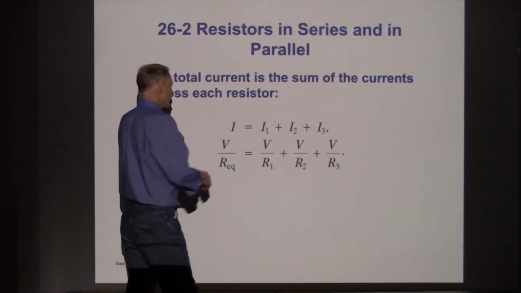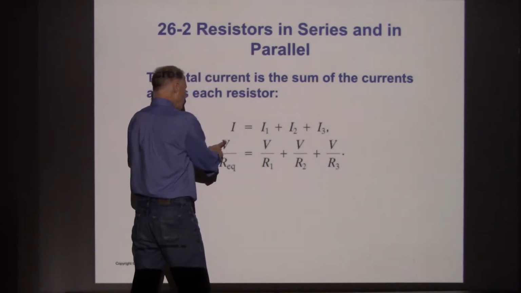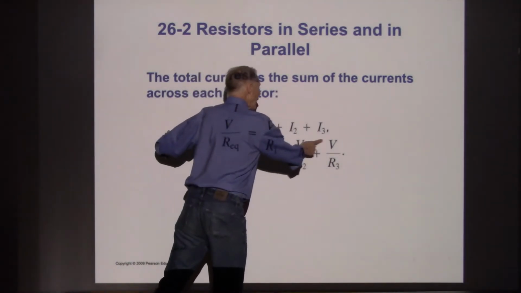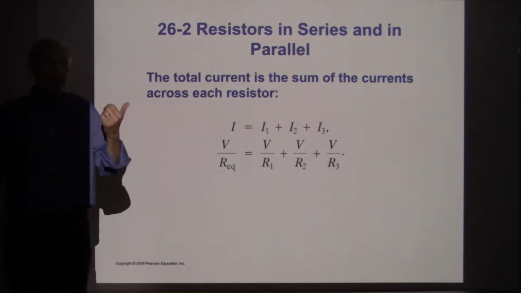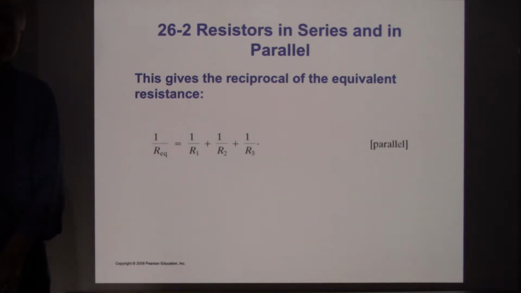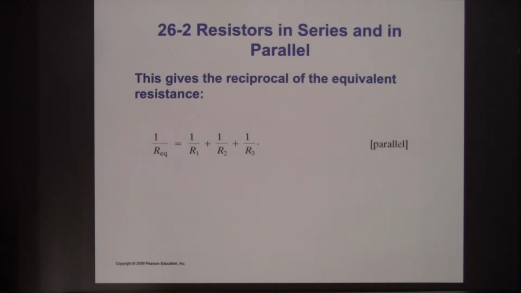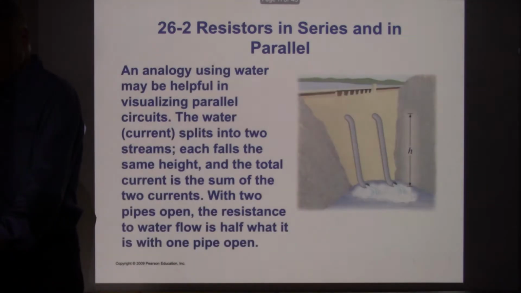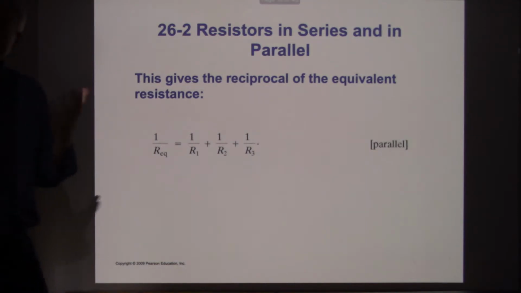Now in this formula, I can factor out the V's, and when I factor out V's, they're going to get replaced with 1s, and that's going to be the formula for equivalent resistance in our parallel circuit.